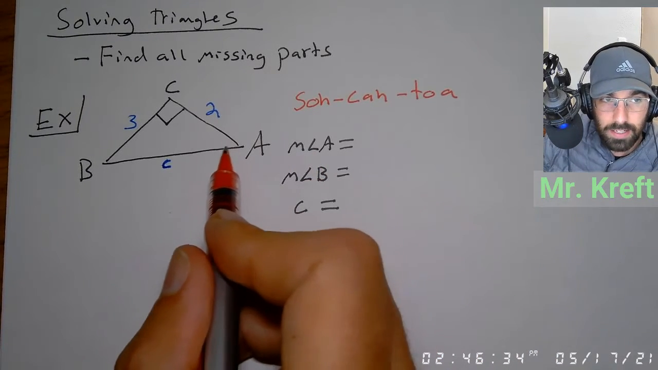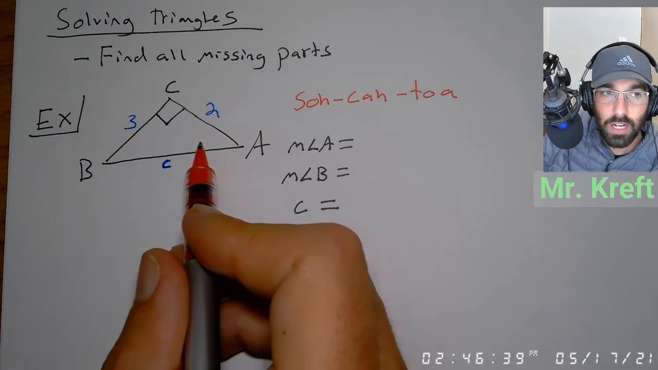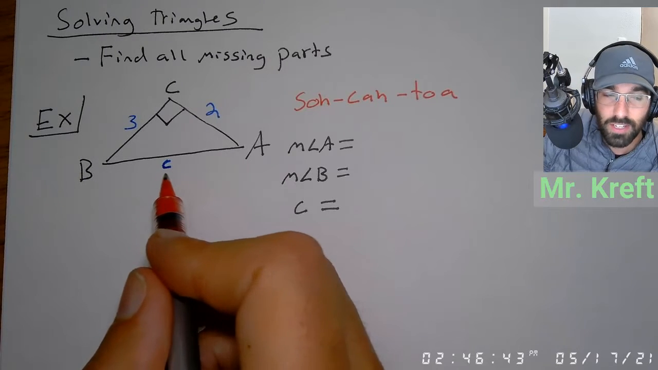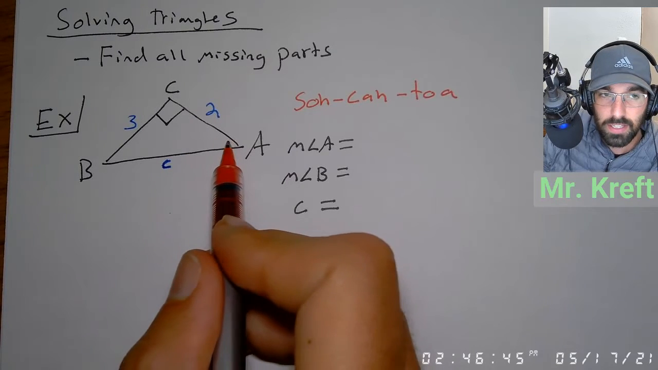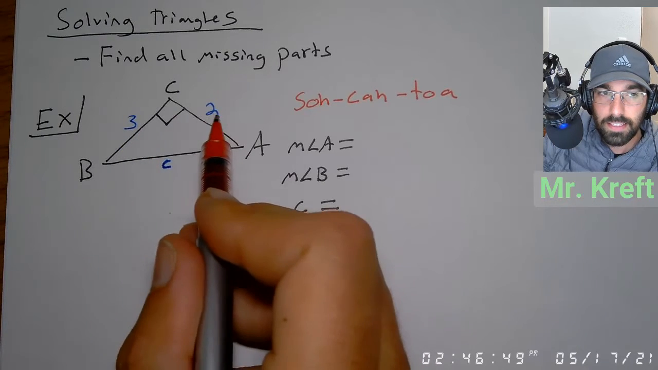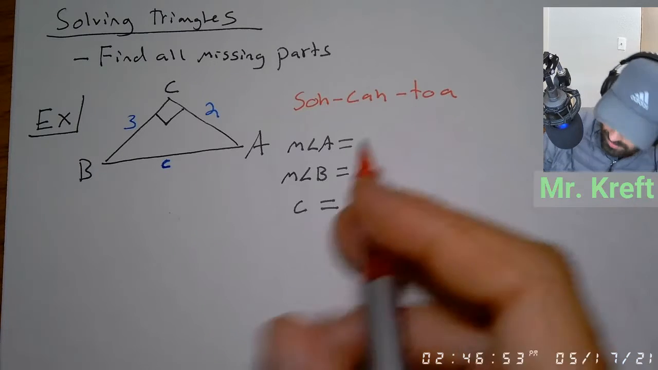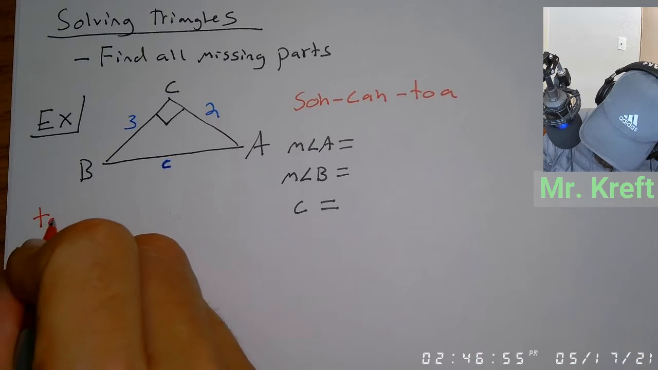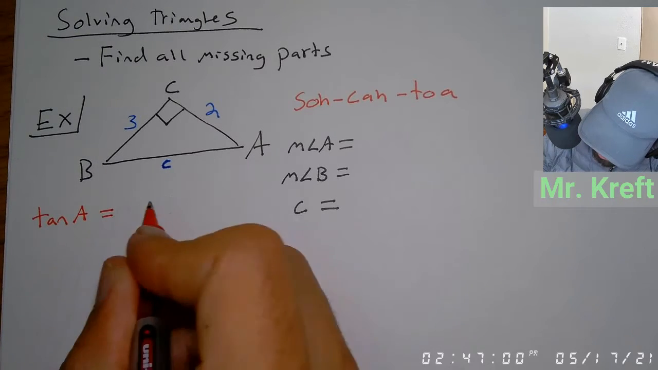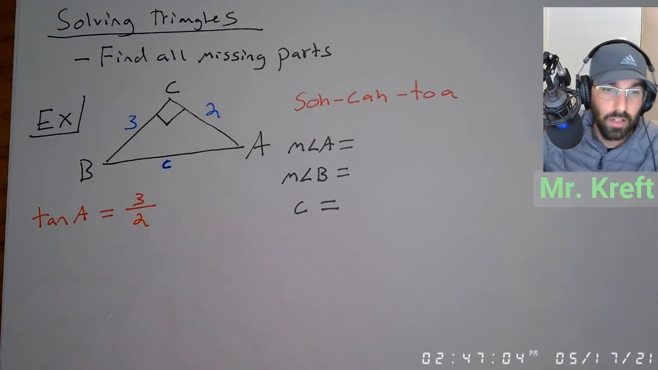So if I'm looking at A, right, that's this angle here. To get an angle, I have to know 2 sides. I can't use side C, because I don't know it. So if I'm looking at angle A, I have the opposite side and the adjacent side. Opposite and adjacent, that's tangent. So I'm going to start by saying, hey, tangent of angle A equals opposite on top, adjacent on the bottom.